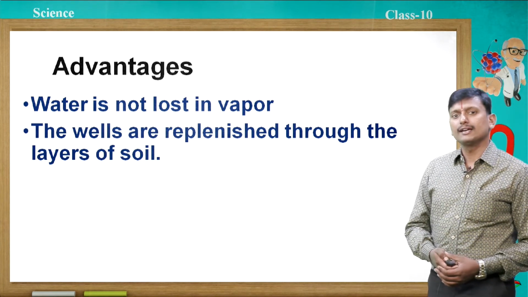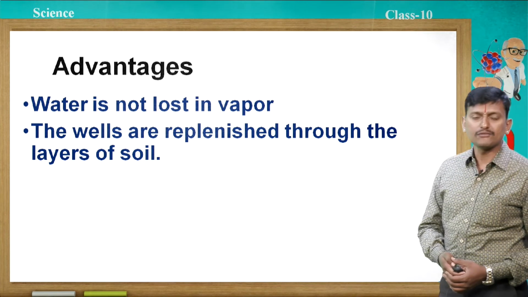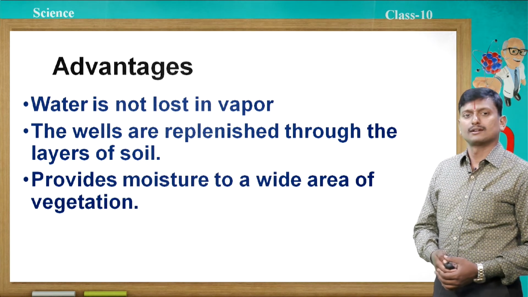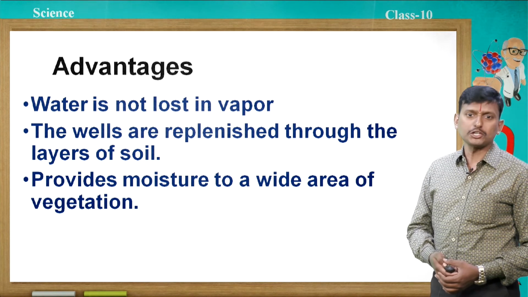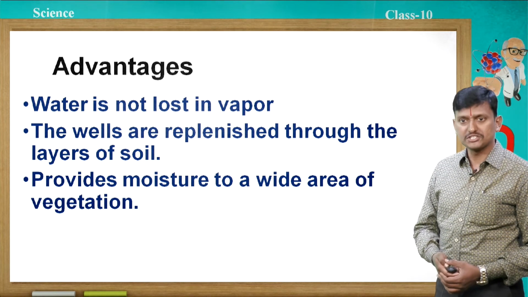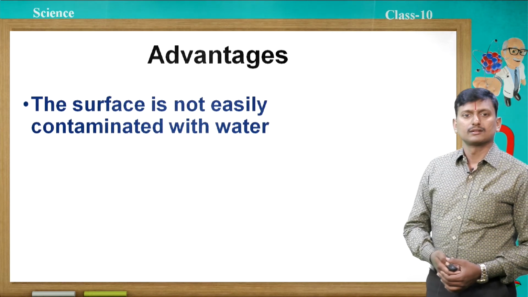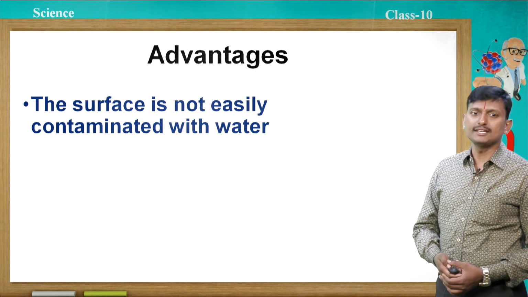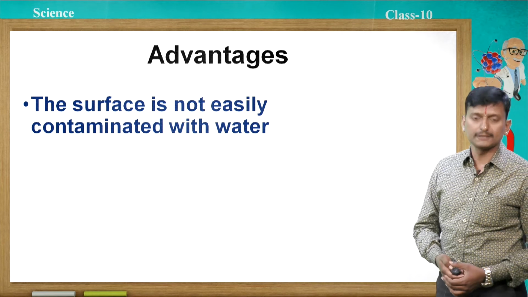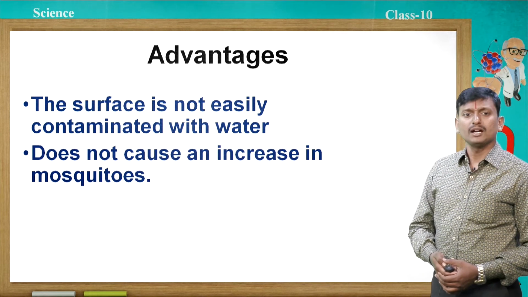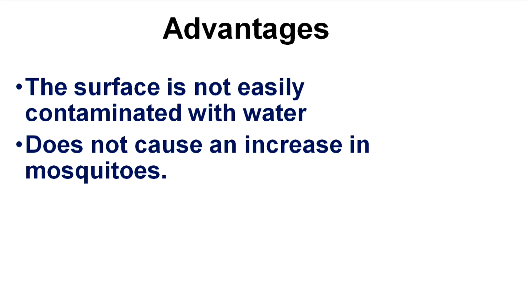The wells are replenished through the layer of soil, and it provides moisture to a wide area of vegetation. The surface is not easily contaminated with water, and it does not cause an increase in mosquitoes.